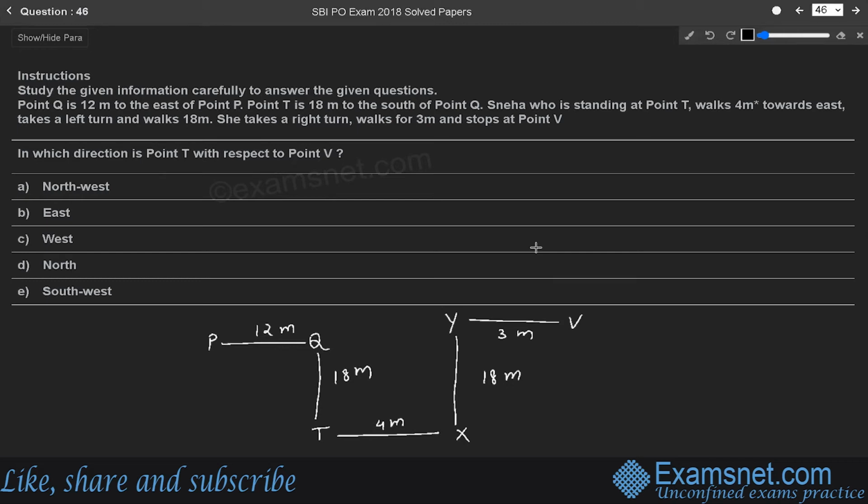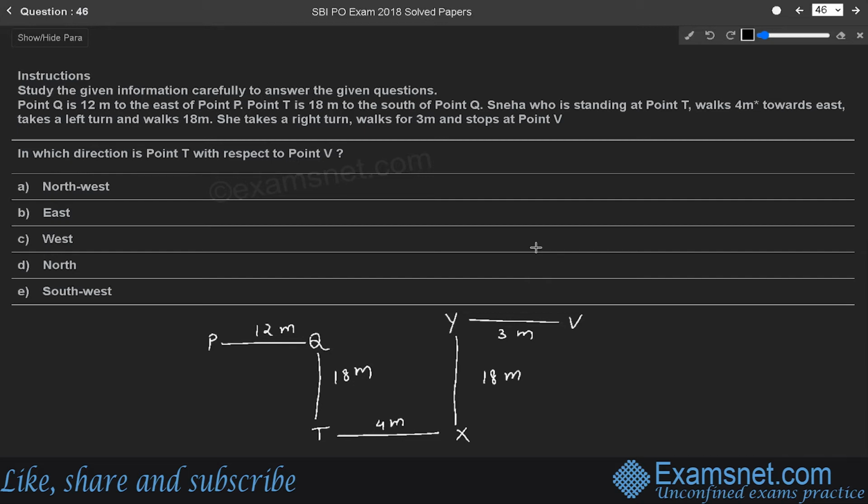We know that point Q is 12 meter to the east of point P and point T is 18 meter to the south of point Q. Here the question is, in which direction is point T with respect to point V? We know that Sneha walks 4 meter towards east from point T. So she stops at point X.